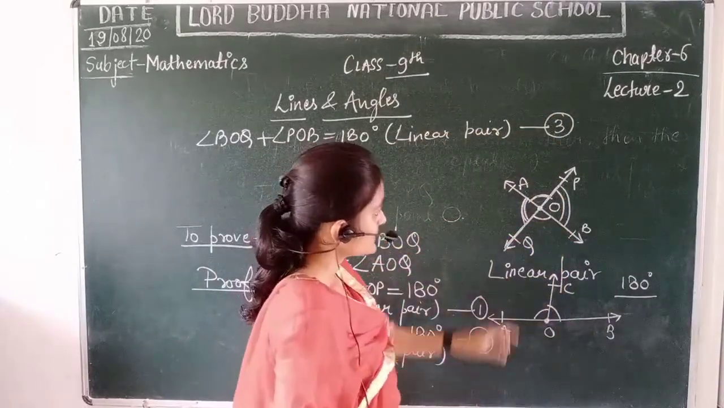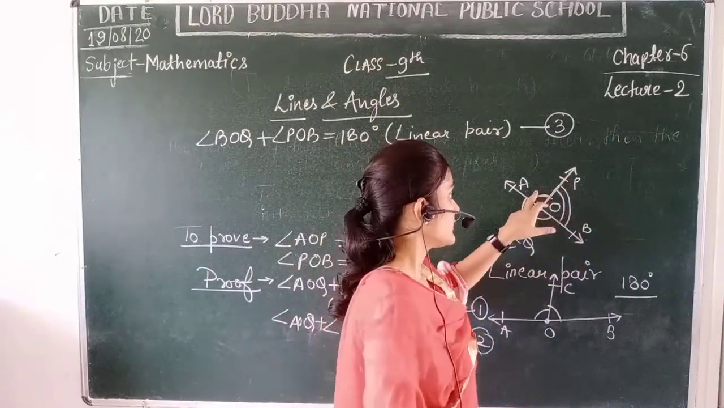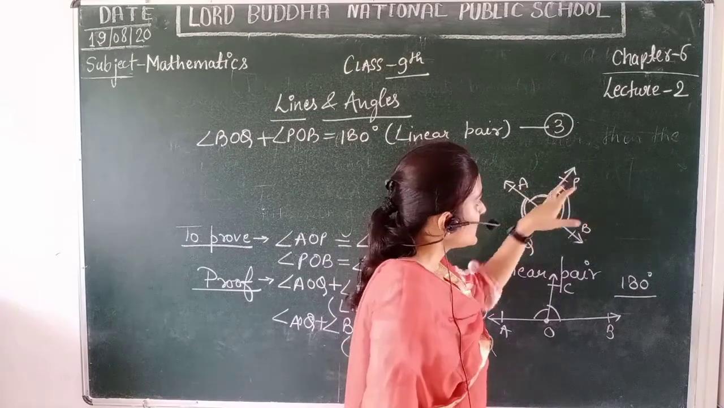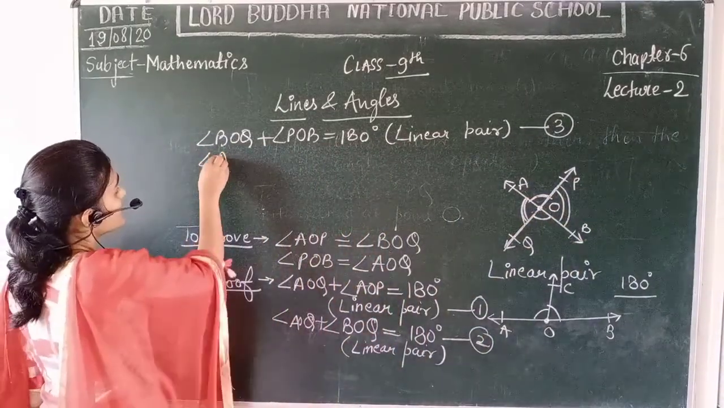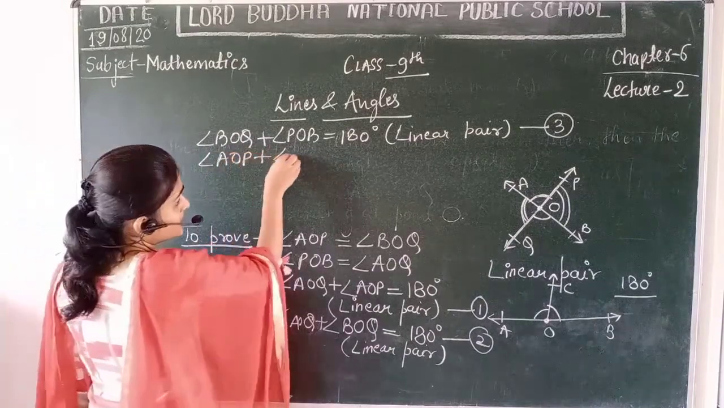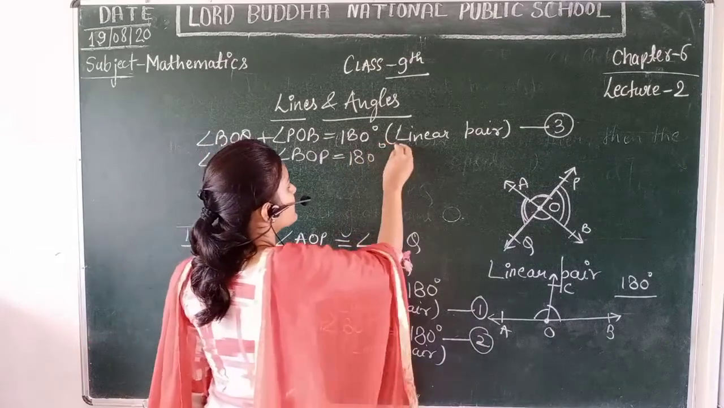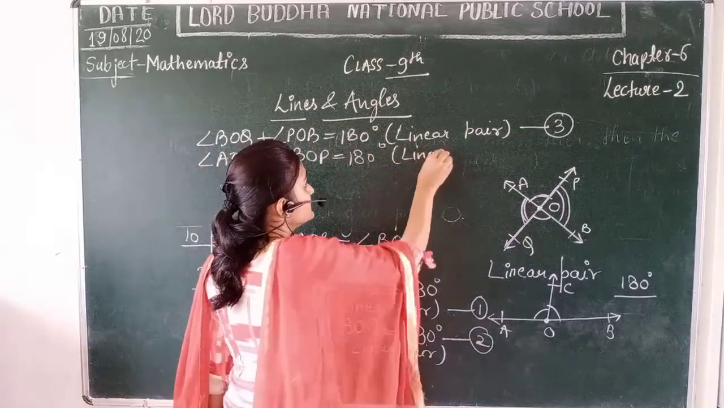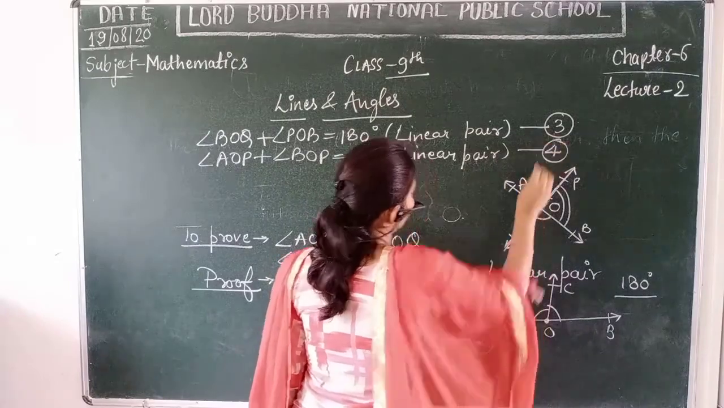And the last one is on line AB, where another ray OP is drawn and there are two angles, AOP and POB, formed. Again they are a linear pair, so you will write angle AOP plus angle BOP equals 180 degrees. The reason is again linear pair. This is equation 4.